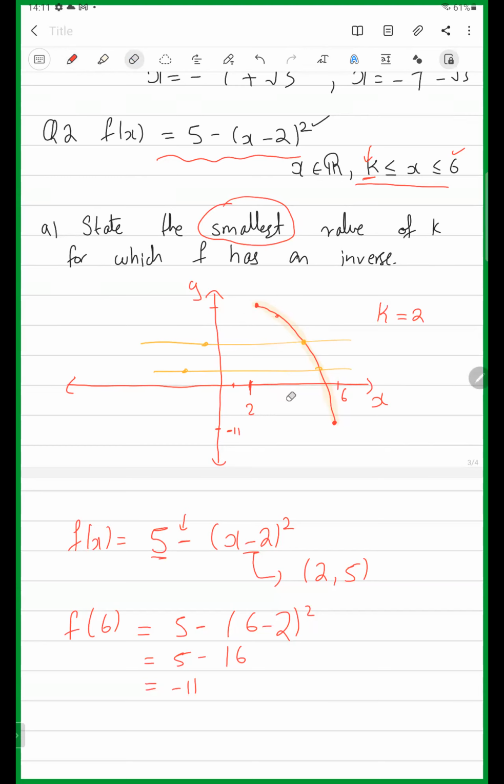Miss, you said that we can draw any horizontal line on the graph. So, Miss, what if we draw the horizontal line on the vertex, which is 2 and 5? Would that mean that the graph is 2 to 1? Exactly, even this would cut the graph at 1 point only. Very good point.